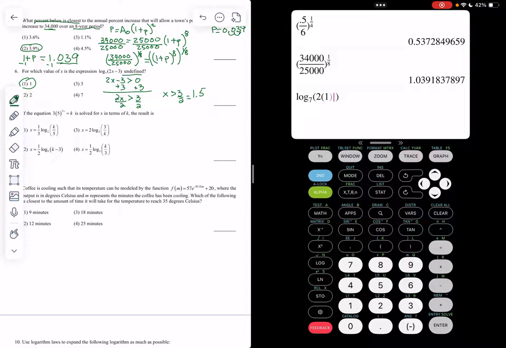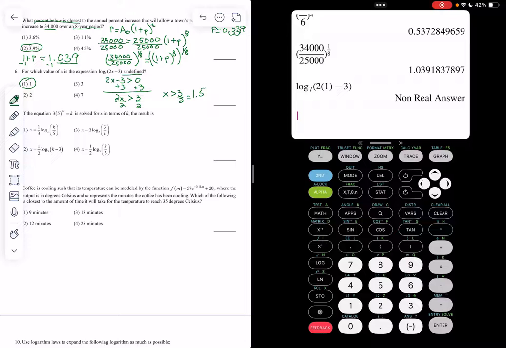2 times 1 minus 3. And I hit enter. It says not a real number, right? Yours will probably say error. So that one doesn't work. But if we try the other ones that are larger than 1.5.